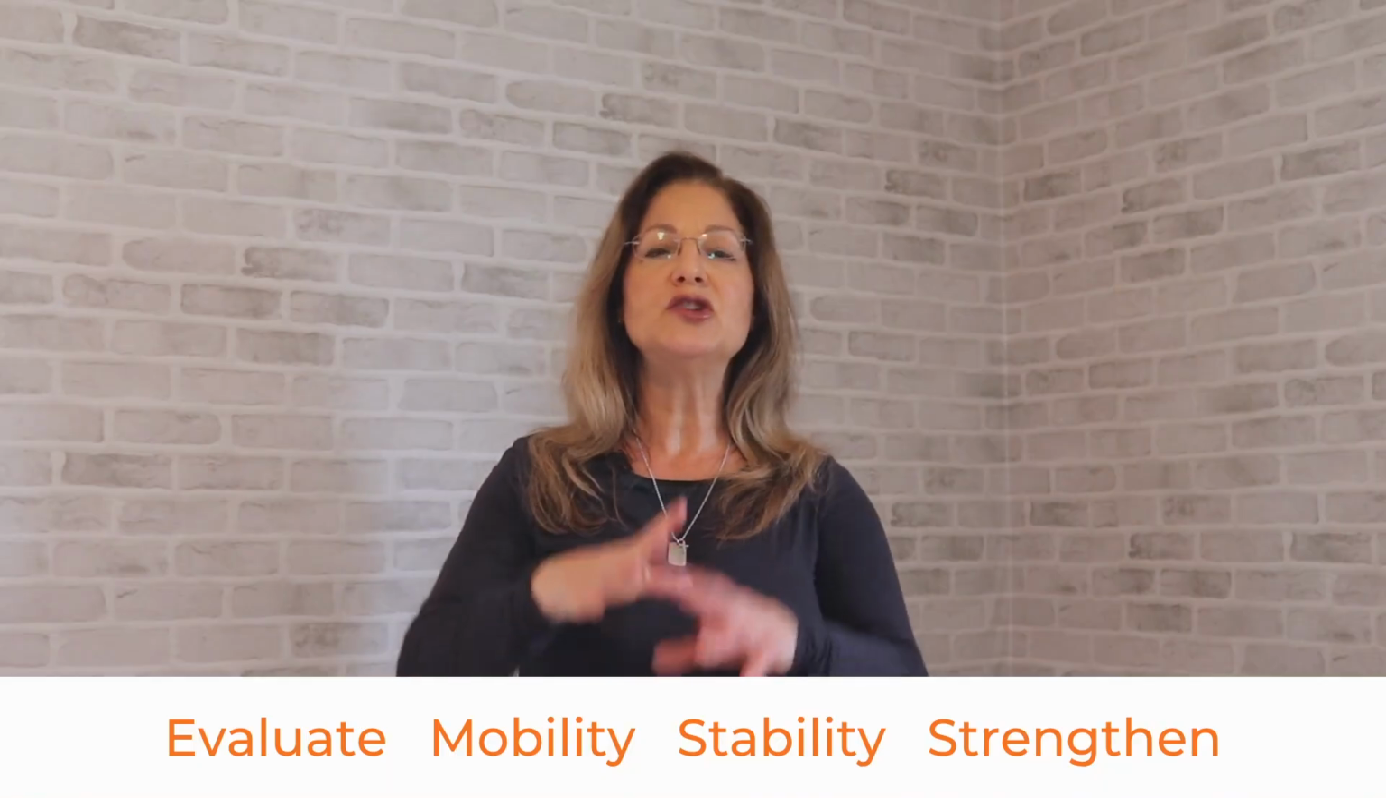The evaluation means you're watching functional movement to identify compensation patterns. How do you squat? How do you step? How do you stand up from a chair? These patterns tell us the mobility restrictions that need to be addressed. When you fix mobility, you're addressing those specific restrictions first. Maybe it's your hip flexor. Maybe it's the thoracic spine. Maybe it's your ankle mobility. We find out where that restriction is and fix the mobility and then start building stability.